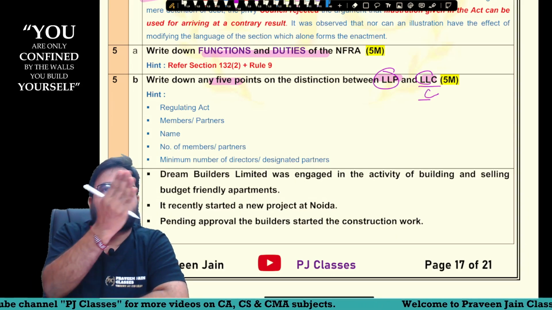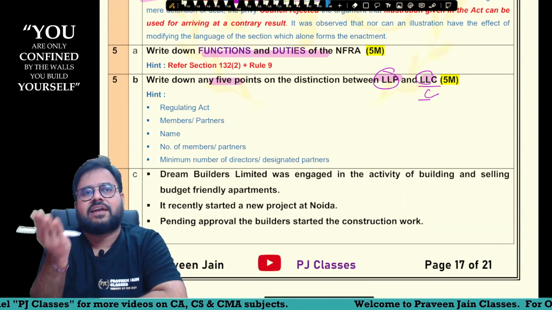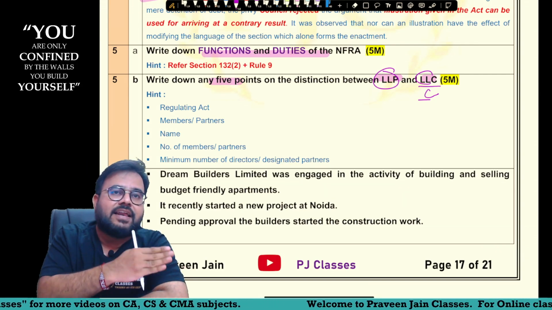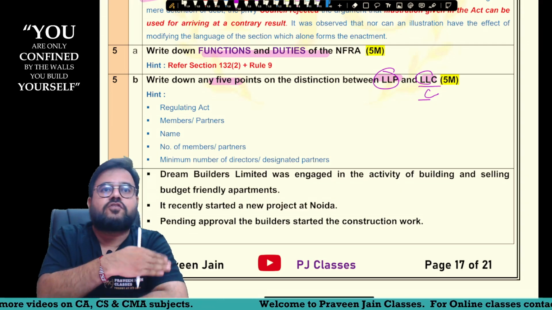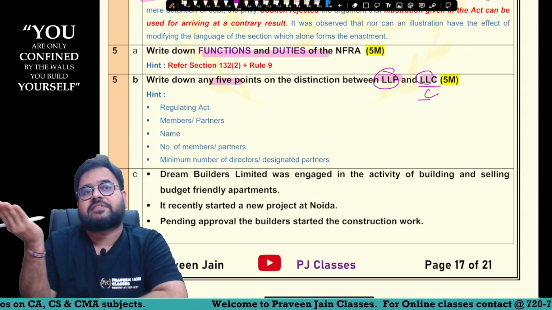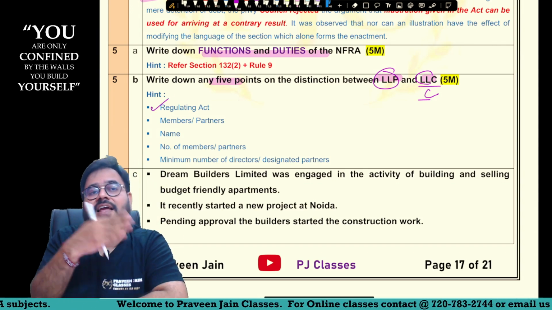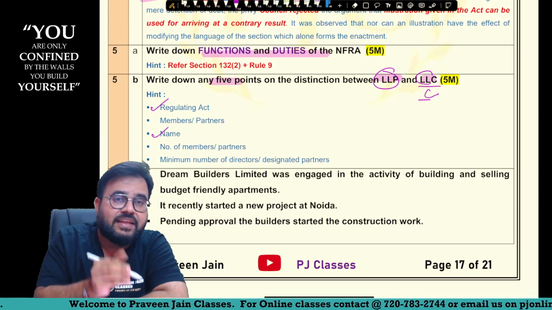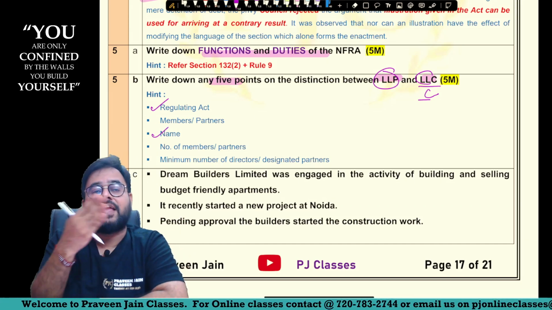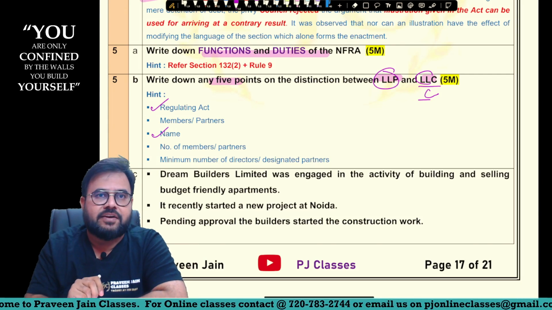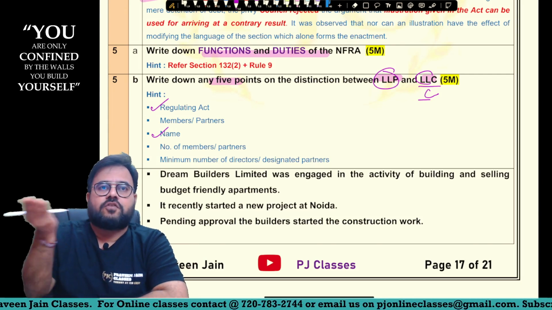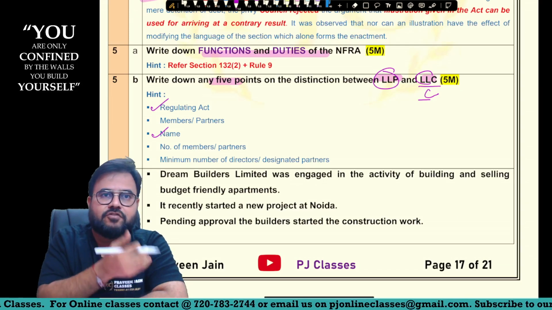You can say, sir, there those people are called partners, here they are called members. The concept of designated partners is also there, partners are also there, sir. Here members and directors are there, sir. Can I say there the regulating act is the LLP Act, here it is the Companies Act, sir. In the name, you will be writing LLP there, here you will be writing private limited or limited. There is a concept of listing also which is not there in the case of LLP, sir.